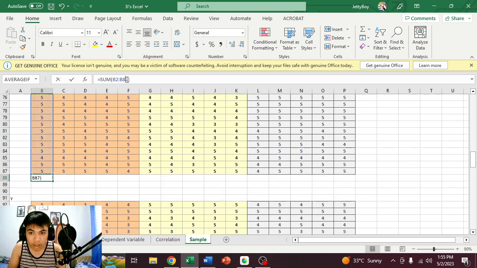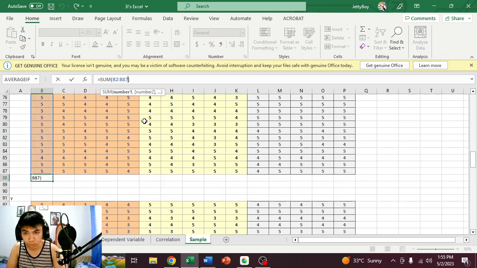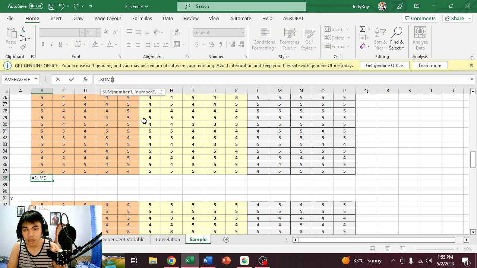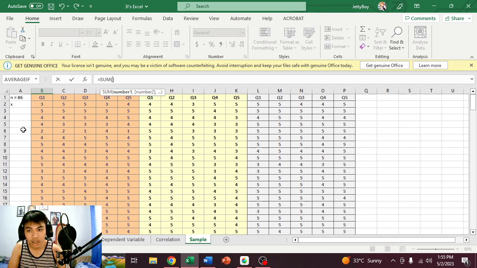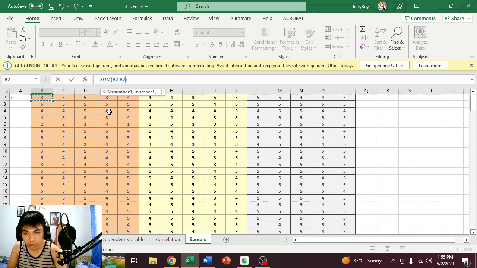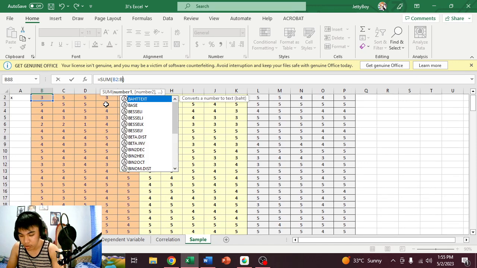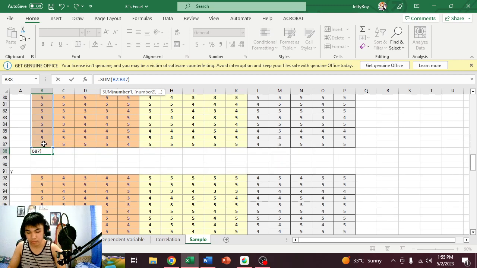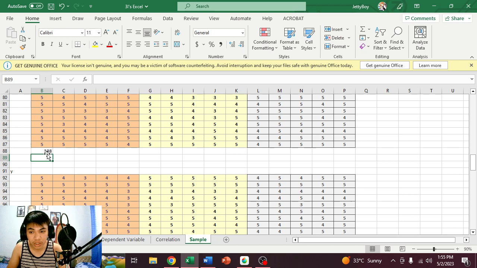If you are on mobile, and you want to get the sum of that, gagawin mo lang is you need to input the cell of which the row and the column of which it started. So it's B2 up until, what is this? This is B87. Now we just put a colon over there. Input 87. Okay. So if you're on mobile, that's how you would do that.